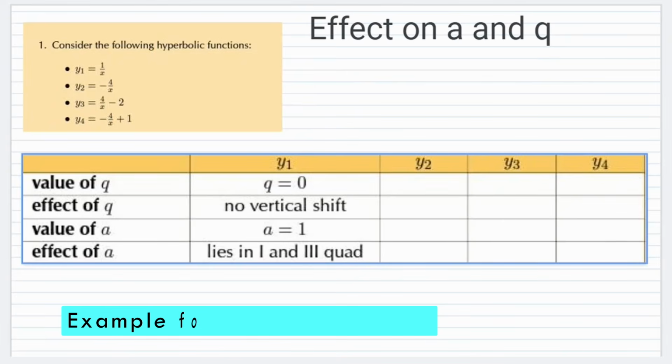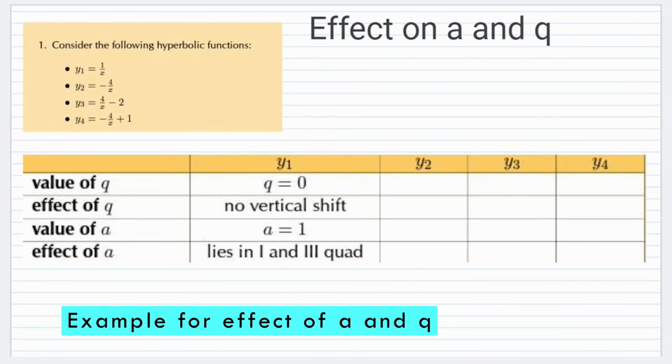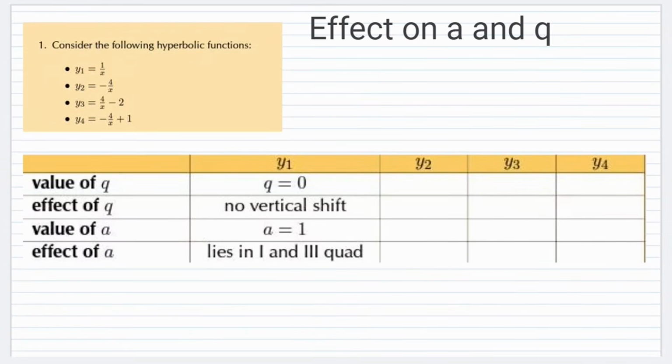So the first example is this. We're talking about the effect of A and Q. We have the first graph, which is the mother graph, if you guys see it. Then the second one is y2, which we're going to fill in here. I'm going to fill it first.